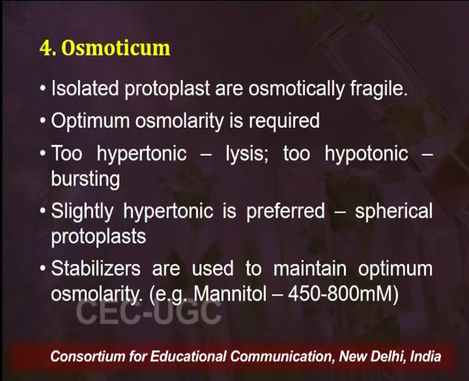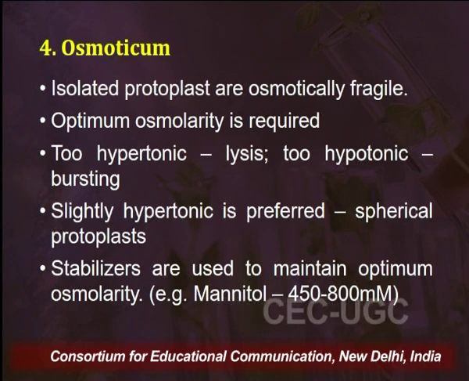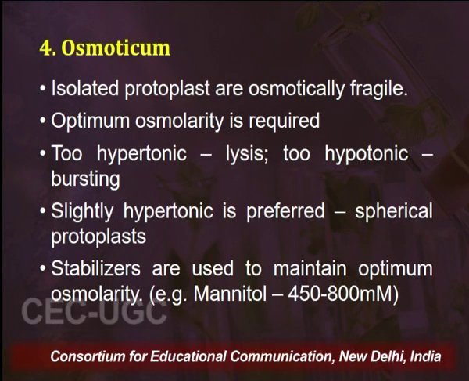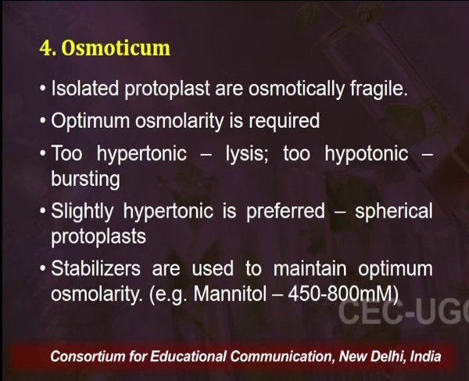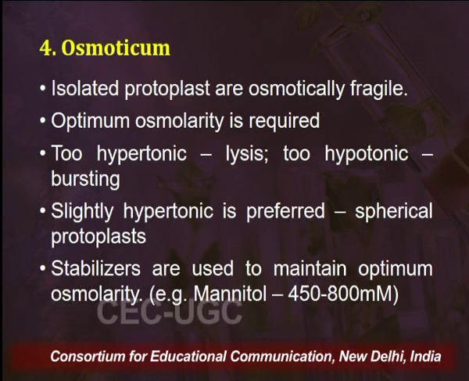Another factor that affects the yield of the protoplast is the type of osmoticum we are using. As we discussed, the protoplasts which we isolate are osmotically quite fragile, and therefore they require an almost isotonic solution so that they are maintained. But over time, it has been found that slightly hypertonic solutions are suitable for the protoplast, or we can say that protoplasts are more suitable in a slightly hypertonic solution. Second, it has also been observed that a slightly hypertonic solution provides almost spherical protoplasts.